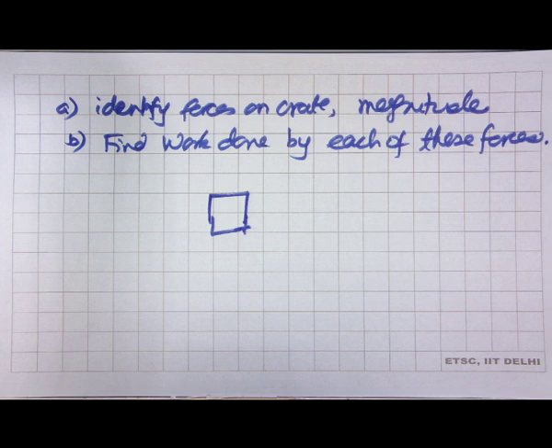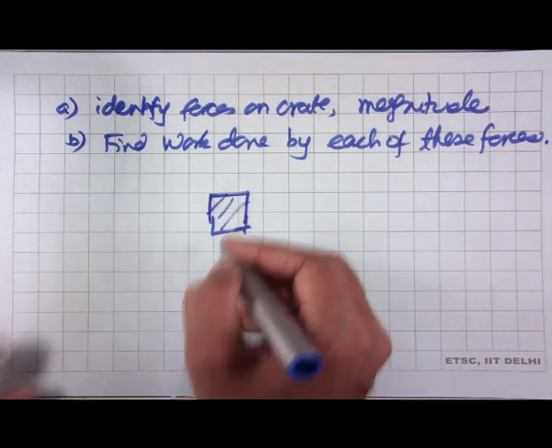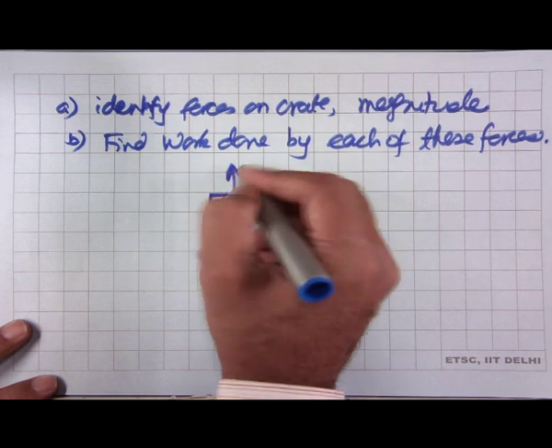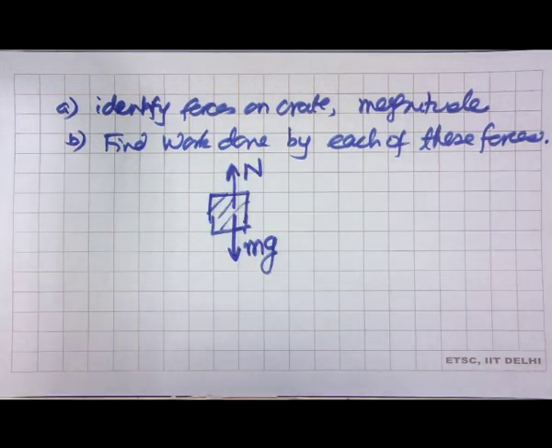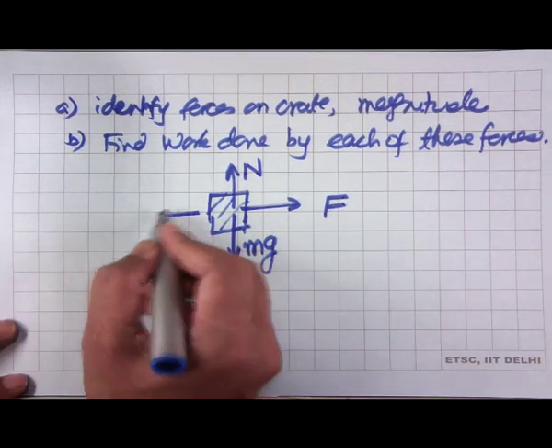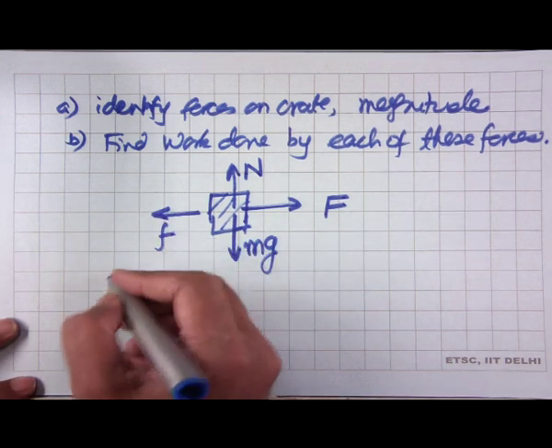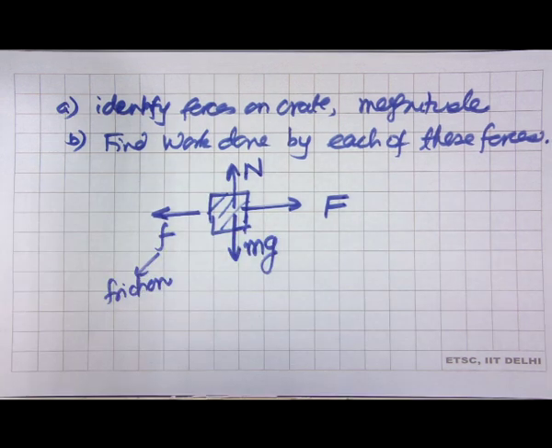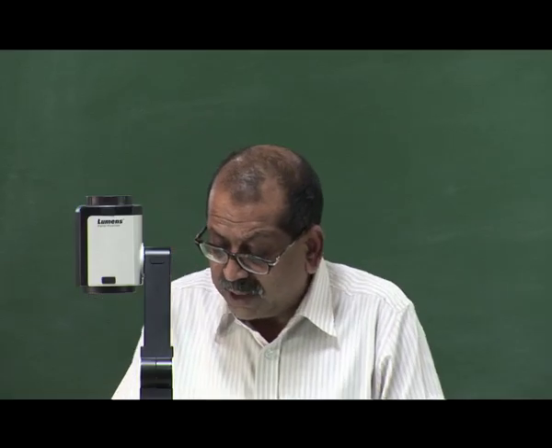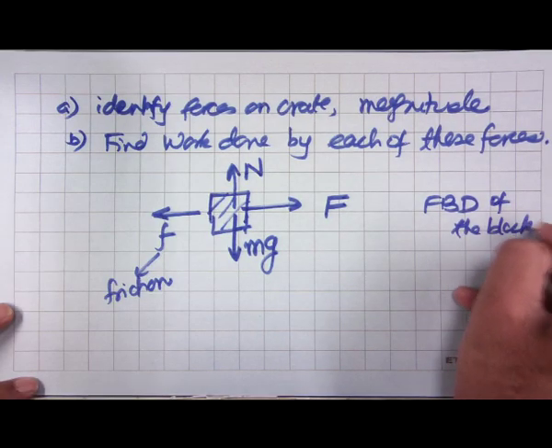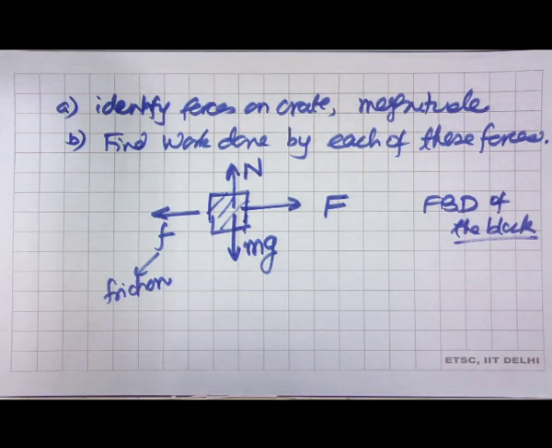When we draw the free body diagram, so this is the block or the crate, then we have the weight mg acting down, reaction from the ground which we put as normal reaction N. We have the force F which is being applied on the block, and we have the force of friction, which I right now indicate as small f. So, these are the different forces acting on the block. So, this is the free body diagram of the block. These are the forces. Now, we have to identify the magnitude.